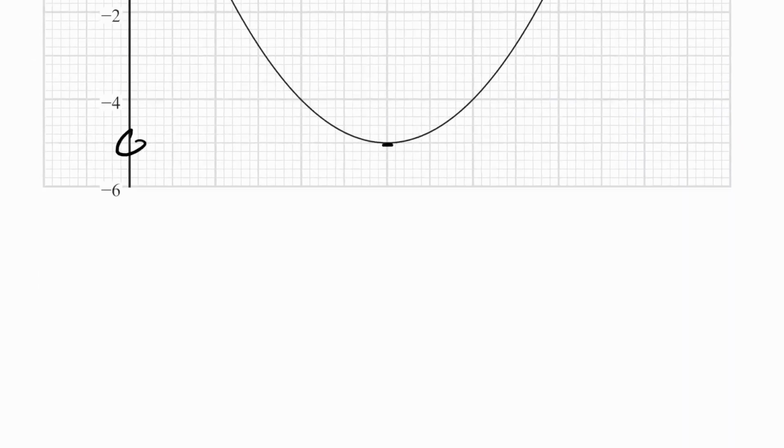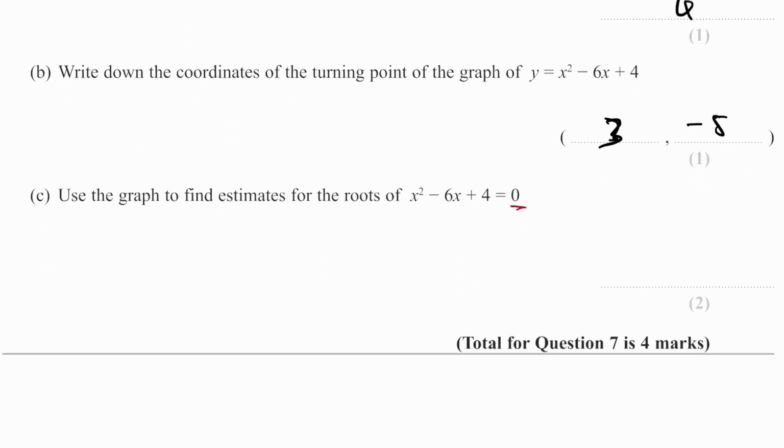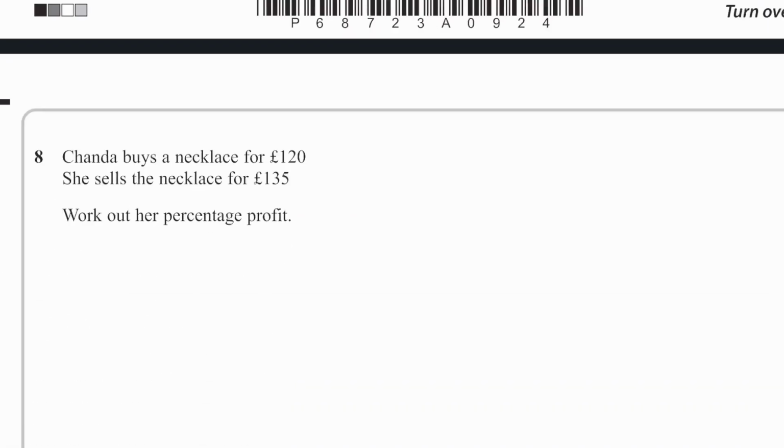But essentially, you should get an answer of approximately 5.1. And the second root would be 0.7. And there's a range given in the mark scheme. If you just read it off the graph, get anywhere between 5.1 and 5.3 and 0.7 to 0.9, you should get the marks. Okay, question 8.